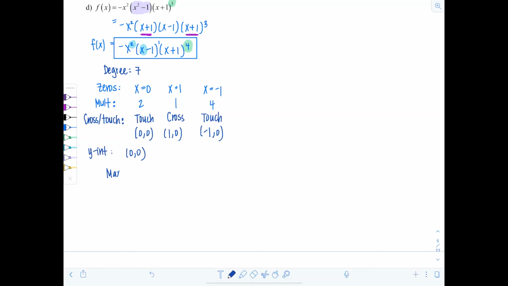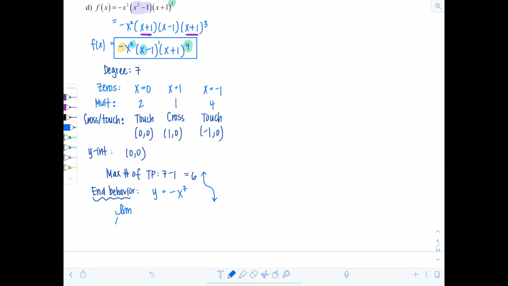Okay, max number of turning points. It's the degree minus 1, so 6. And now let's figure out the end behavior. So you look at f of x and you say, if I were to multiply it out, what would be the highest degree term? It would be x to the 7th, but be careful, there's also a negative in the front. So the end behavior is going to resemble y equals negative x to the 7th. So it would look like negative x cubed, basically.